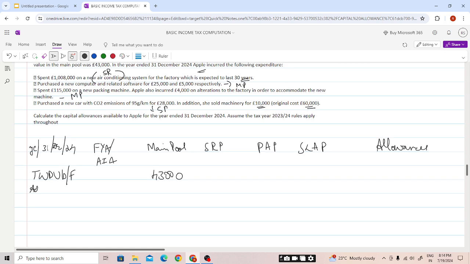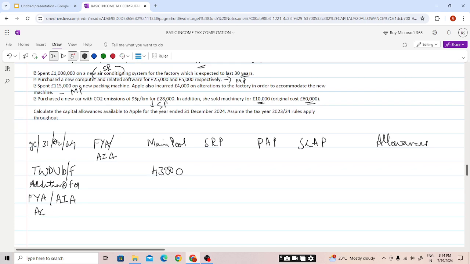Additions qualify for FIA and AIA. The AIA is available to all the pools. Now we see the spent on a new air conditioner, which goes to the special rate pool, but AIA will be available. And the purchase of a new computer and related software will also be qualifying for AIA.